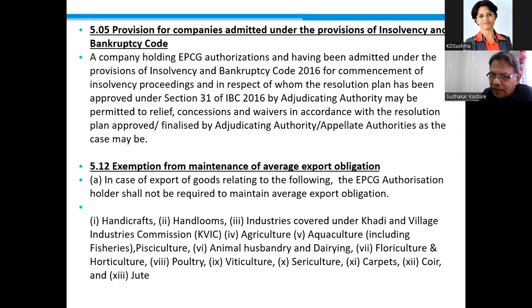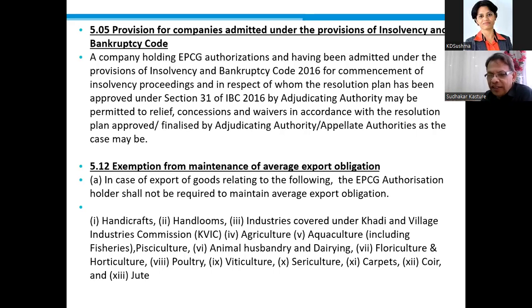5.12, exemption from maintenance of average export obligation. In case of export of goods relating to the following, you need not maintain the average export obligation. Otherwise, the condition is that for the last 3 years, whatever is your average, you must maintain and then complete the obligation.